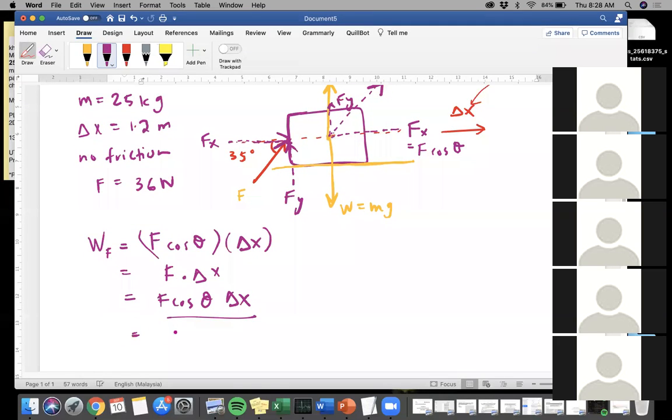So now my F is 36. What is the angle between my F and my displacement? 35. Okay, so that's 35 and displacement is 1.2 and the answer is, wait, I don't know. Can someone punch their calculator for me?